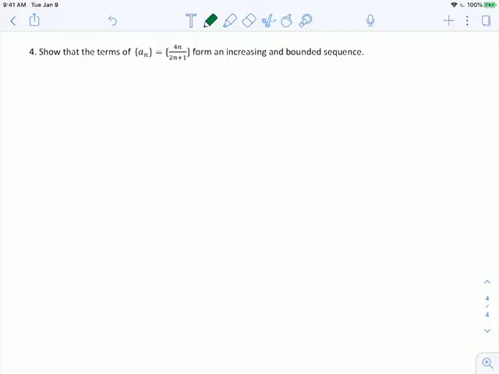And so to show a sequence is increasing, one way we can do it is we can look at the difference between successive terms. Now, if the terms of the sequence are getting bigger as n gets bigger, then a sub n plus 1 should be bigger than a sub n. And so therefore we should expect that a sub n plus 1 minus a sub n is bigger than 0 for all n. So this is what we want to show. So we'll start there with the increasing part.